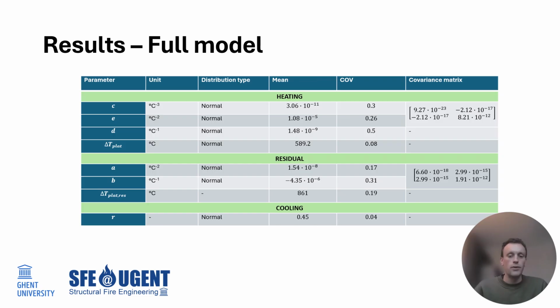Now for the heating model, we get very similar results. So the coefficients C and E appear to be also correlated. So again, here you need to consider them as a joint posterior distribution rather than sampling from their marginal posterior distribution separately. For the parameter D, we didn't really obtain a good update. That's because its overall importance is quite limited. And then for the plateau temperature increase, we also got quite a good update. The posterior was also approximately normal with a mean value of around 590 and a coefficient of variation of 0.08.